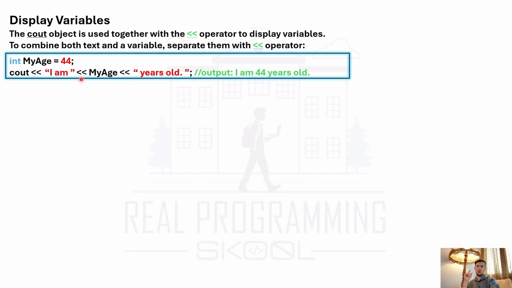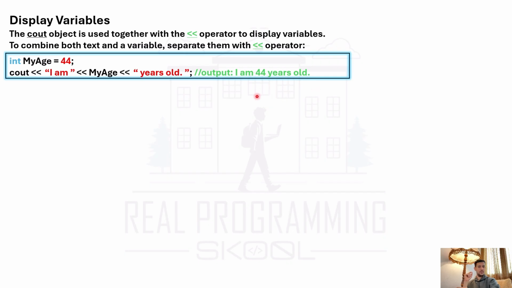Not directly to use myAge. You should separate the string between these double quotations. You should separate the variable and the string, or the text, with less than, like here. cout << "I am" << myAge, and inside it is stored the value 44, << " years old."; So the output will be I am 44 years old.